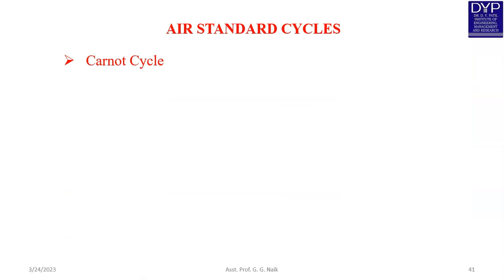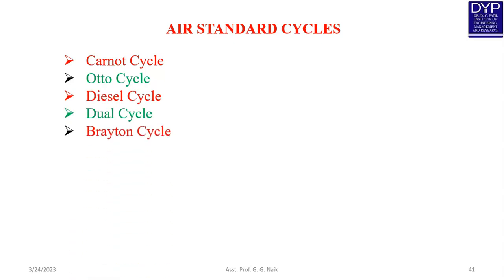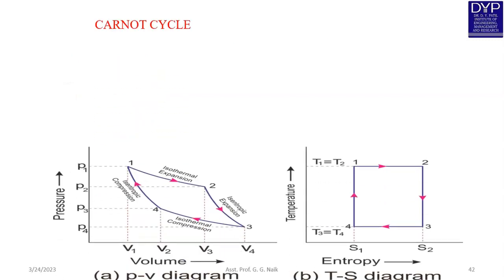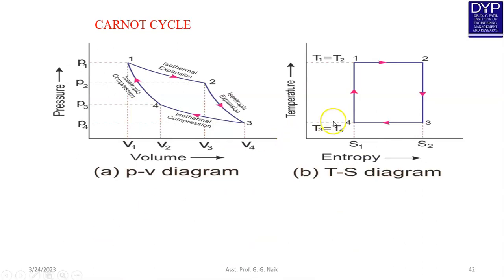Next, let us see the different cycles that are used in the air standard cycle analysis. That is, first is Carnot cycle, second is Otto cycle, third is Diesel cycle, Dual cycle, and next is Brayton cycle. So let us see first what is the Carnot cycle. Everybody knows what this Carnot cycle is. So here if you see this case, just one second, I'll show you.